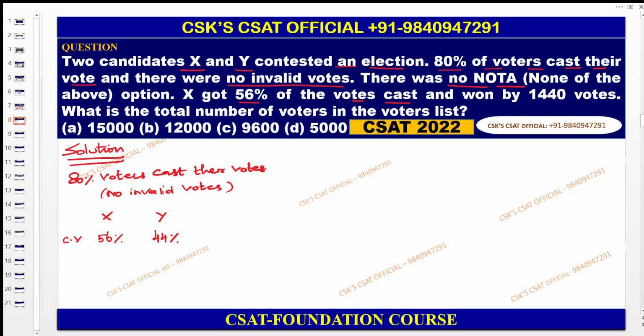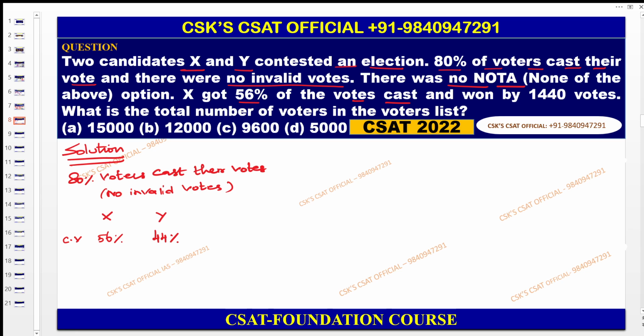If people are making a mistake, sir, 80% we are considering as 100%, so 44% is right. Everyone understood? Don't make a mistake here. This is very, very important. Don't simply subtract 80 minus 56. If you are writing this, that is wrong here. 80% is as a whole.